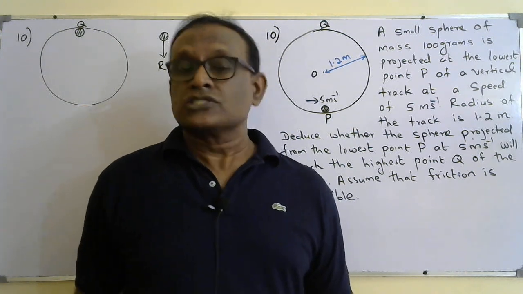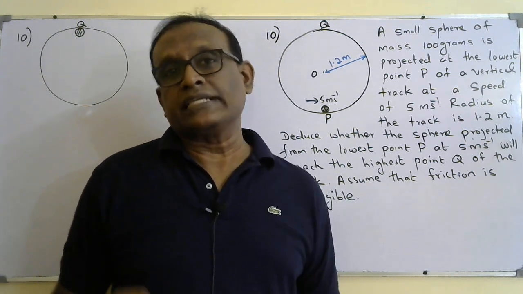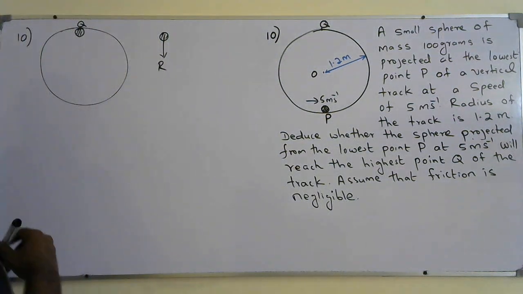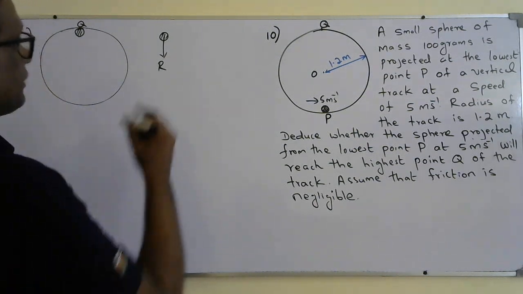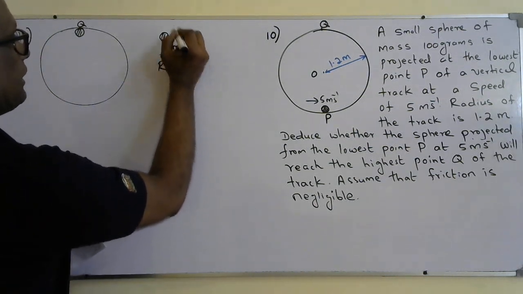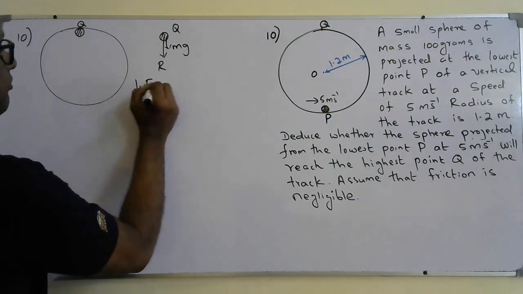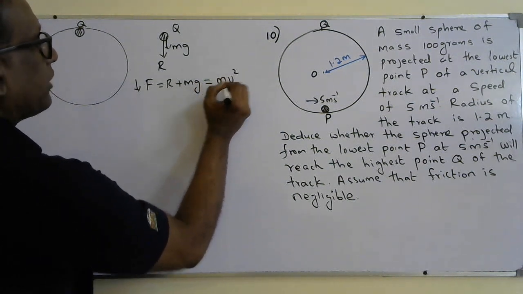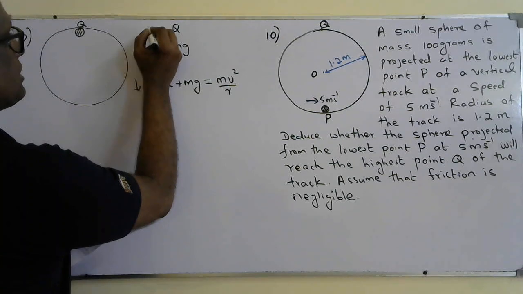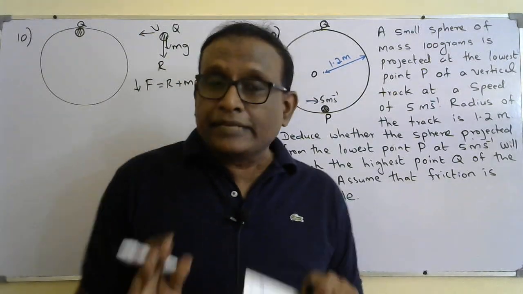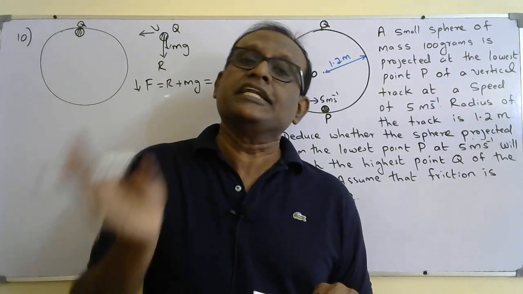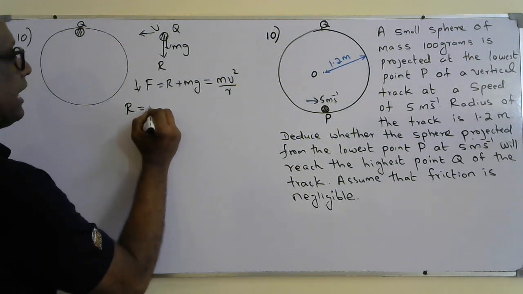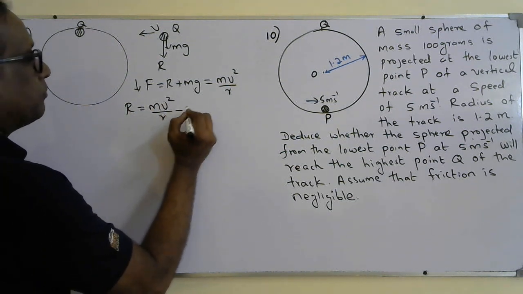That's a contact force. So there should be a real positive value for the contact force, or the normal reaction exerted by the track on the sphere. So the reaction force is R and the sphere will have weight downwards. Both will act at the position Q. So the centripetal force F equals R plus mg equals mv squared over r. I just say the speed at Q is v. We will find the required minimum speed at Q such that it continues the circular path without falling down at Q. So R should be equal to mv squared over r minus mg.